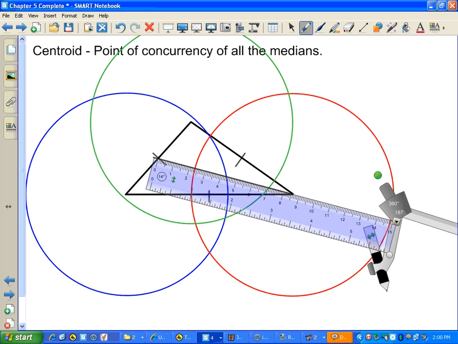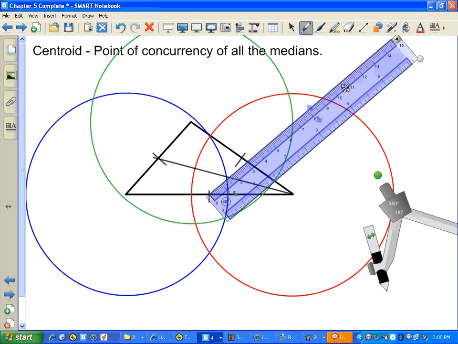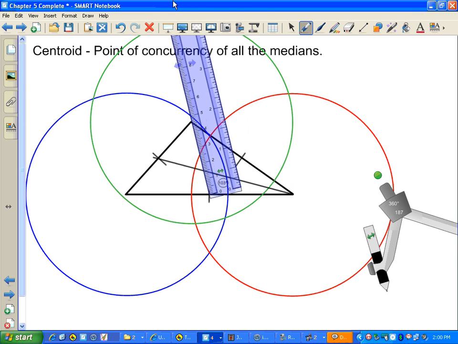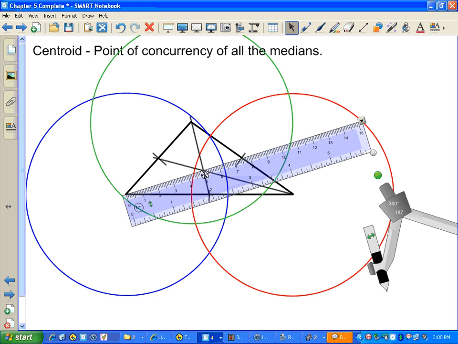There's one median. There, right there. Go up to the other vertex. I can draw my next median. And then finally this vertex to that midpoint will give me my last median.